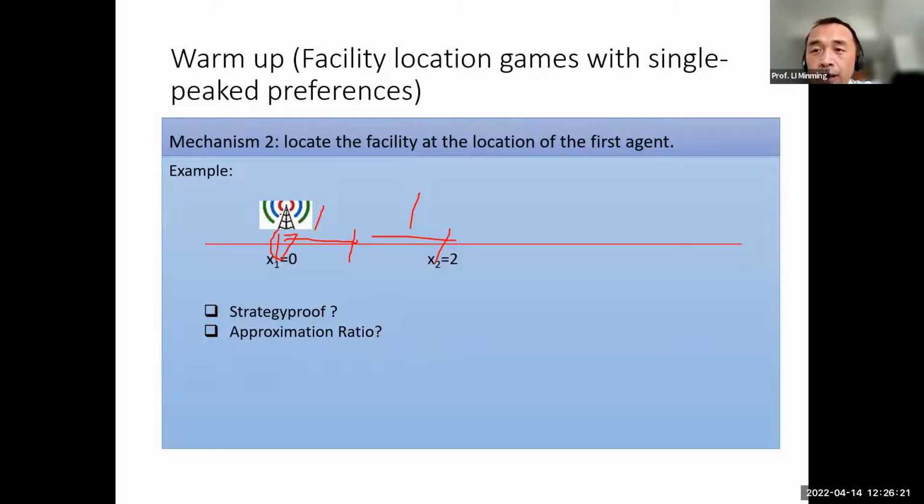Any question up to now about the social cost, optimal, strategy proof? Max cost is a 2-approximation, right? Strategy proof, but 2-approximation. I'm not going to do the survey this time. I believe more students will understand this point when we talk about max cost.